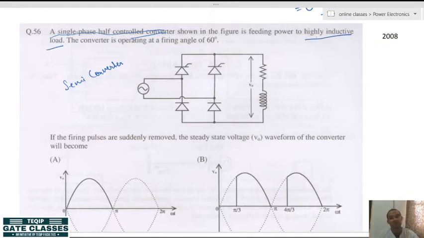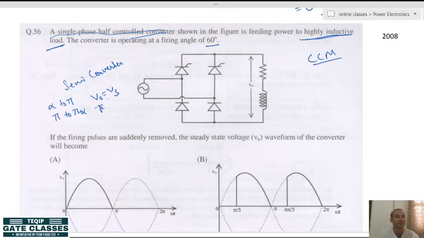Please note that whenever the term highly inductive load is written, it means the load current is in CCM, continuous conduction mode. So obviously the load current is in continuous conduction mode, and alpha is given as 60 degree. From alpha to pi the output will be there, V naught equal to Vs, and from pi to pi plus alpha the freewheeling effect will be there. I have already explained all these circuits in my previous lecture, so I am not explaining this circuit again. I am just explaining the concept we studied there.